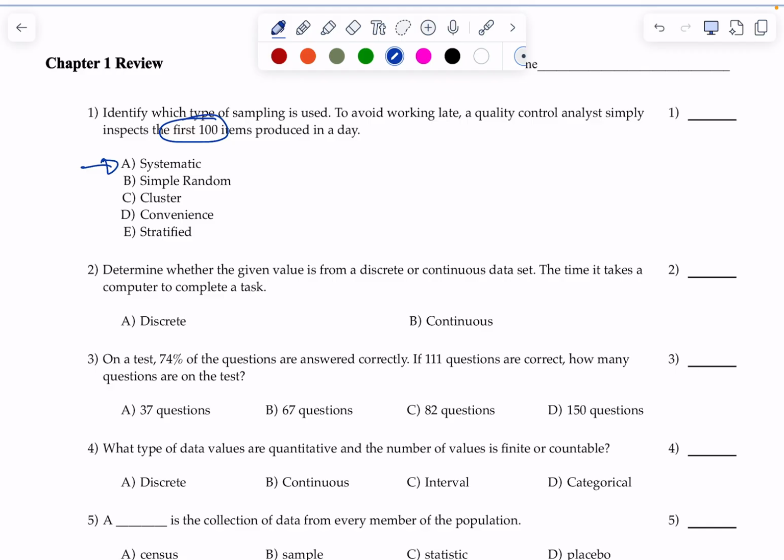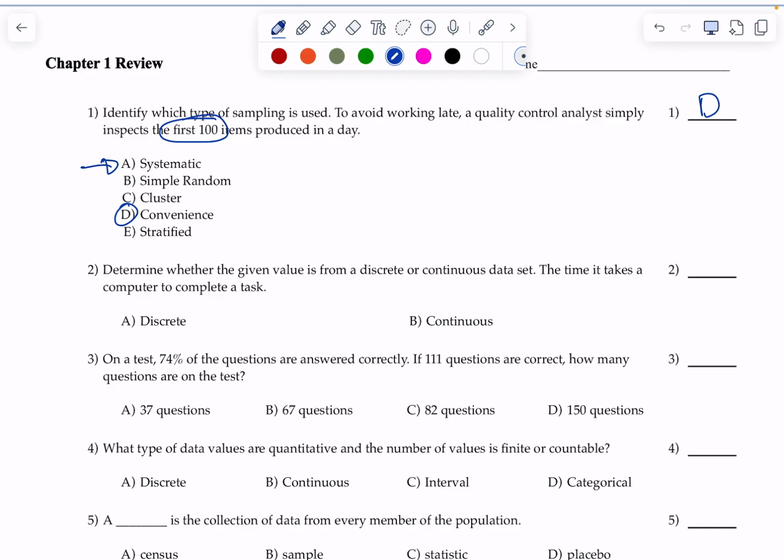Do you see how that could maybe be a problem? Maybe the assembly line or the factory breaks down on the 101st item, and then everything after that is broken. But we wouldn't know because we only tested the first 100, right? So which type of sampling method would that be? I would say that's very convenient because he's getting ready to go home. So answer choice D is what I would choose.